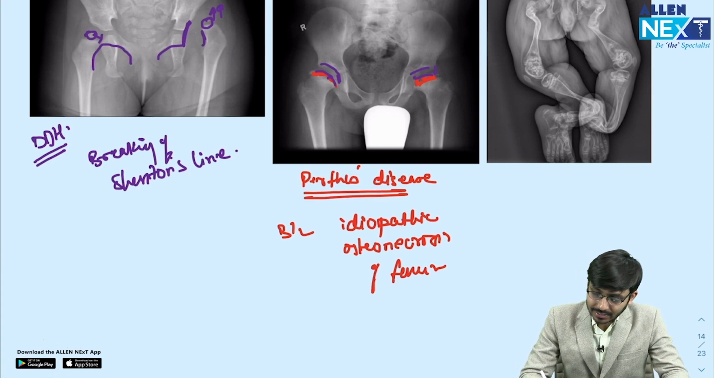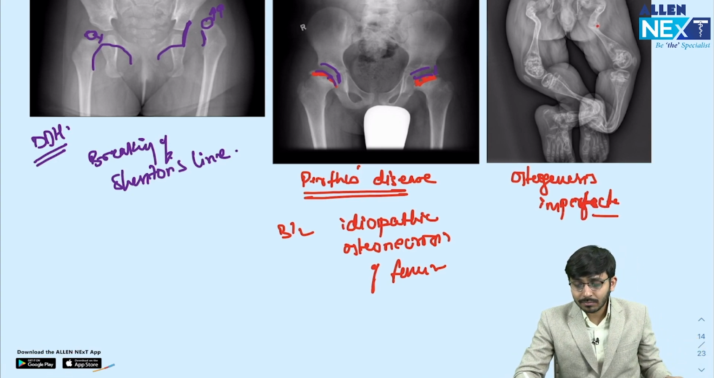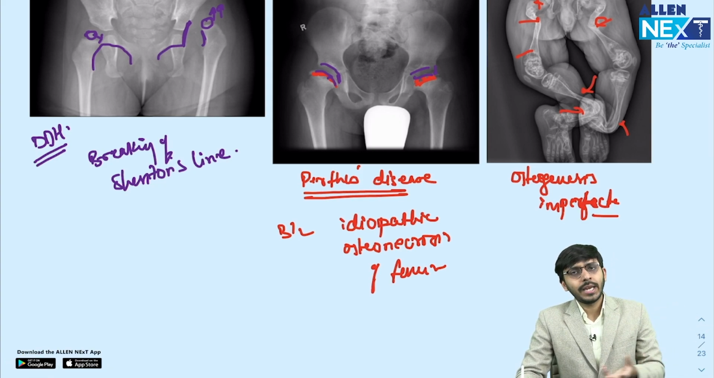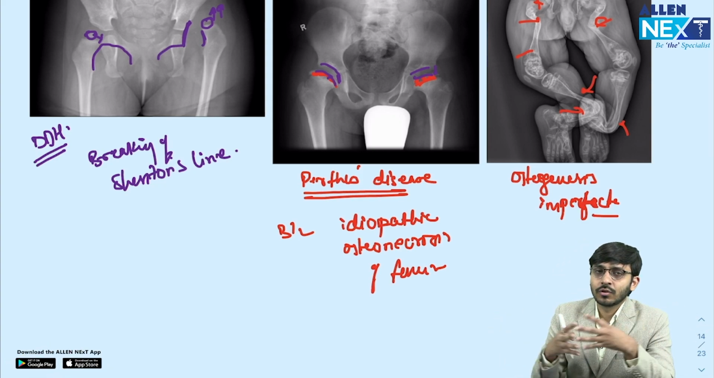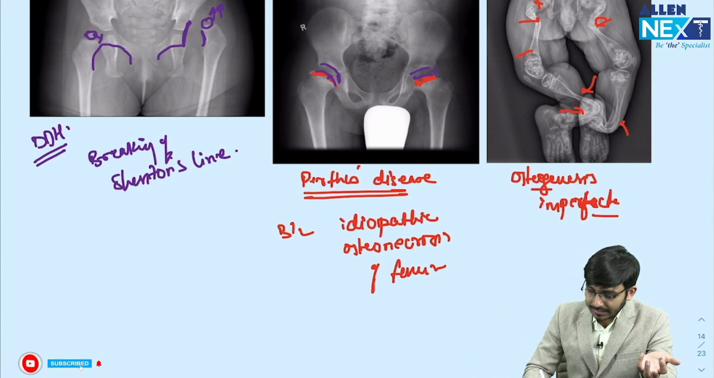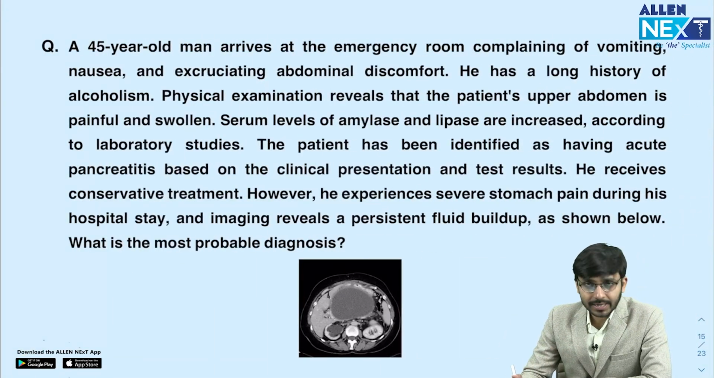Now the third image that we see here is that of osteogenesis imperfecta. And what do we see here? We see these multiple fractures involving the lower limb bones. Okay, so it will be a neonate in which there are multiple fractures of various ages involving multiple bones of the body, and these are characteristic of osteogenesis imperfecta. Okay, now we move on to the next question.